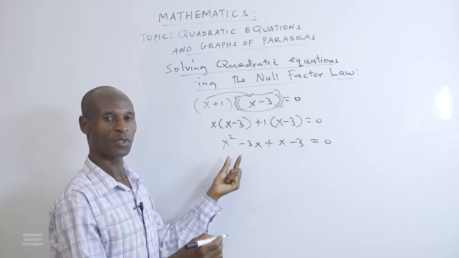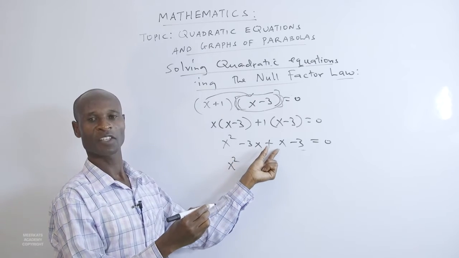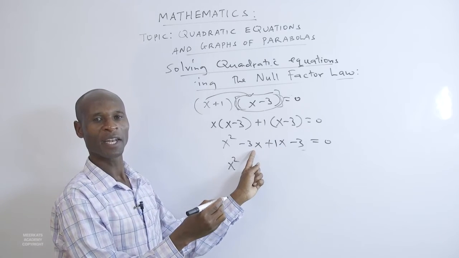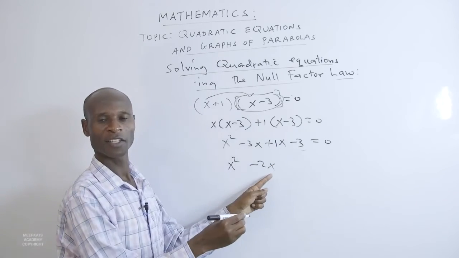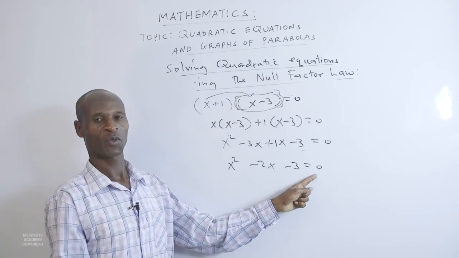Collecting the like terms, we have x squared minus 3x plus 1x. 1 is implied, so minus 3 plus 1, you remain with minus 2x, minus 3 is equal to 0.